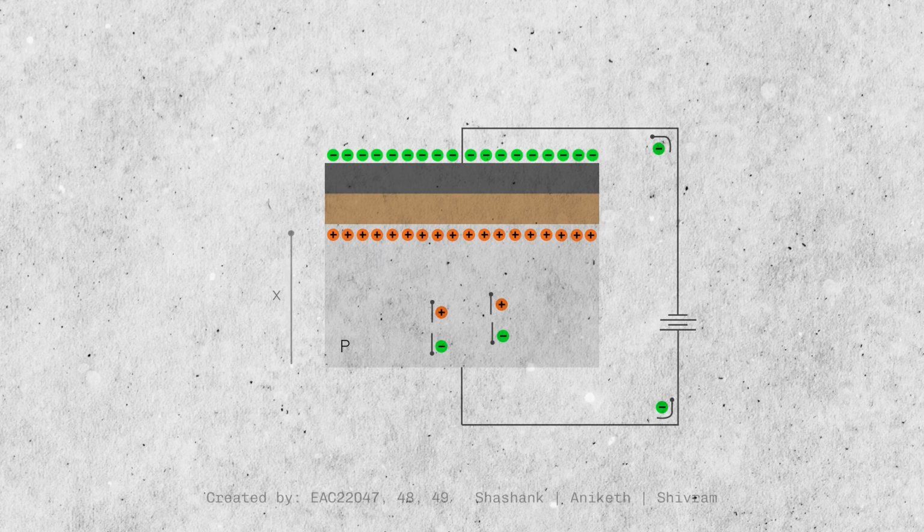As we move from the bottom to the oxide semiconductor interface, the semiconductor becomes more P-type. This region near the oxide semiconductor interface is called the accumulation region.